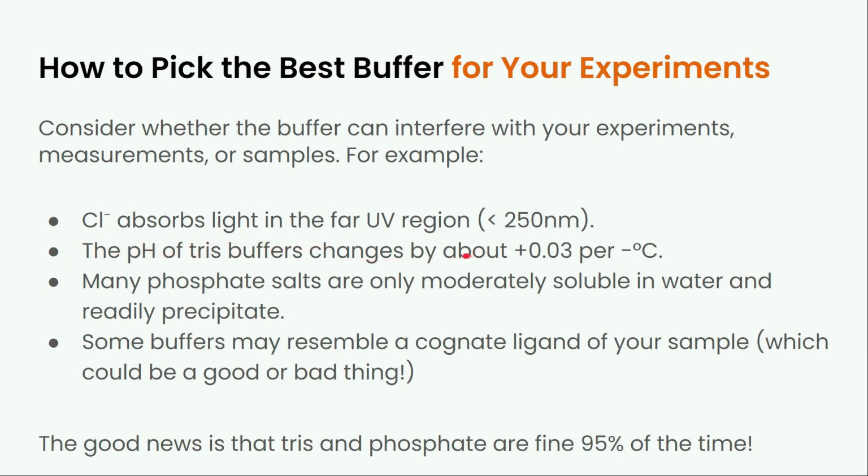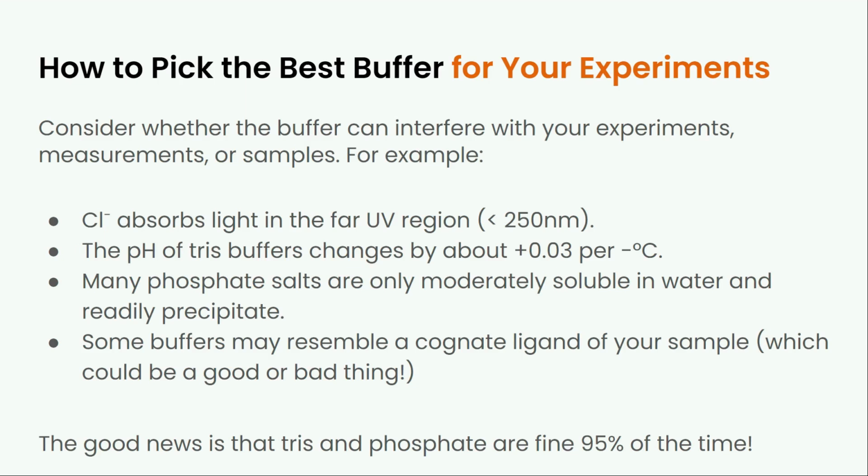We just said the pH of tris buffers changes by about 0.03 per negative change in degree. Many phosphate salts are only moderately soluble in water and readily precipitate. Solubility is never an issue until it is. And what I mean by that is the last thing you want is buffer salts precipitating out all over your expensive purification columns and filter membranes.